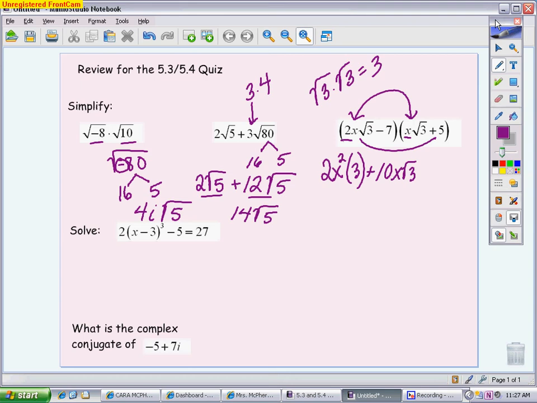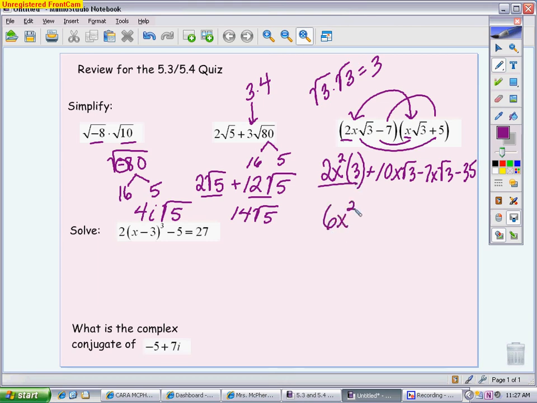Then I'm going to do my inner, which is going to give me a negative 7x radical 3. And finally, I'm going to do my last. Negative 7 times 5 is negative 35. A couple things I'm going to do here. First of all, I'm going to clean that up a little bit. We can multiply the 2 and 3 together, so we get 6x squared.